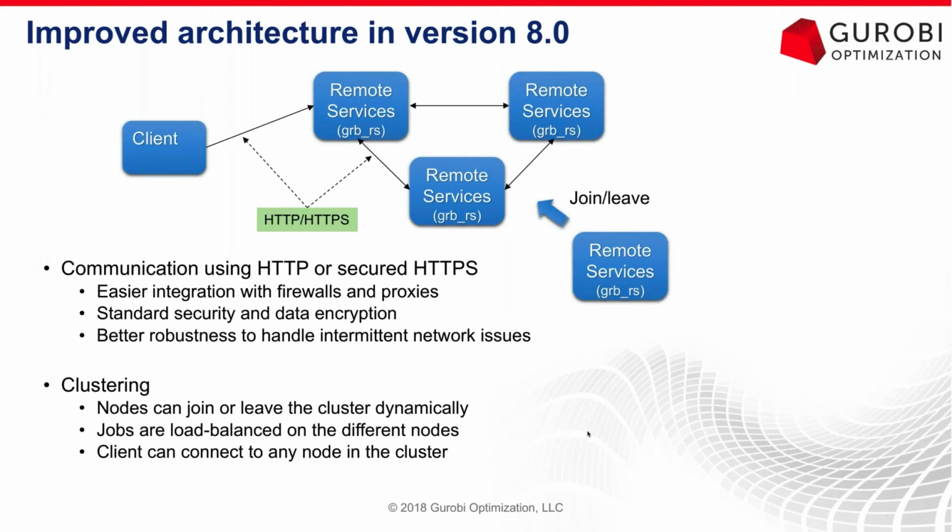Also in version 8, we've got new clustering capabilities. I didn't demonstrate that here, but I will in a little bit when we go to the cloud. You can add nodes and allow them to join or leave the cluster much more easily. The job balancing would then work so that if I had multiple clients connecting, it would load balance that among different nodes. And then the client will connect to whatever node has the best availability.